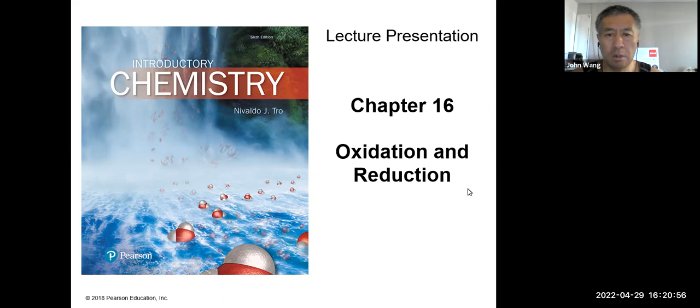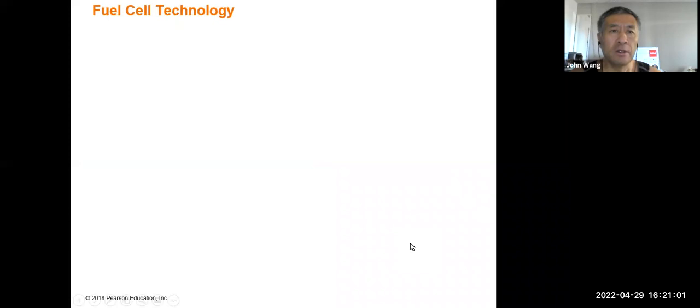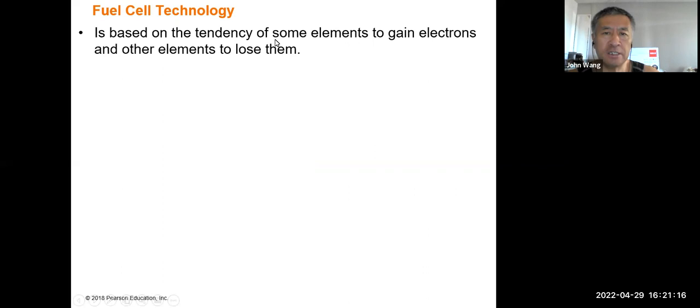Right, so this is chapter 16, oxidation and reductions. We're going to learn some of those reactions that can be used in some of those technologies. One of them will be the fuel cells. This is based on the tendency of some elements to gain electrons and other elements to lose electrons.